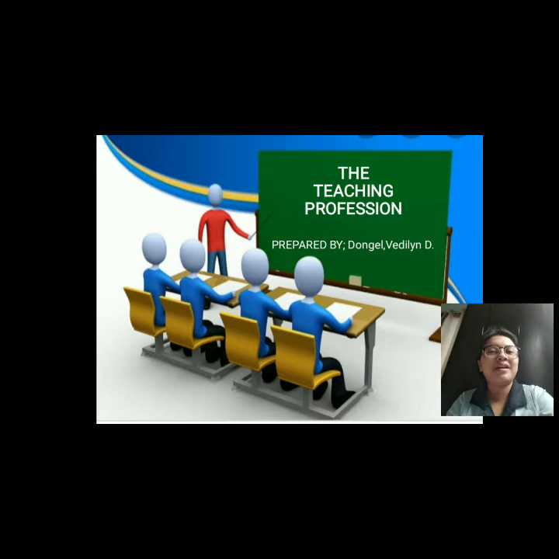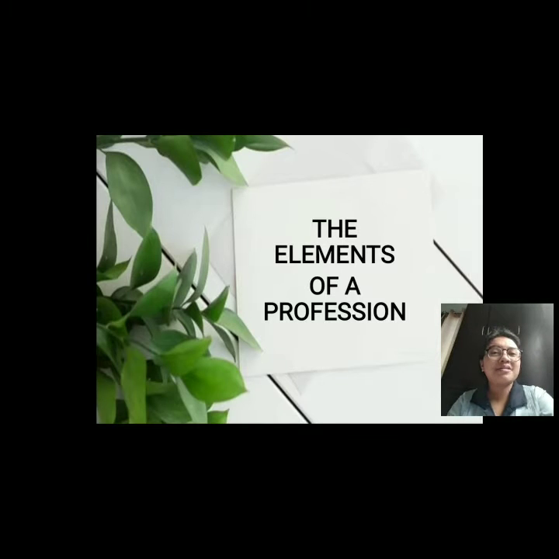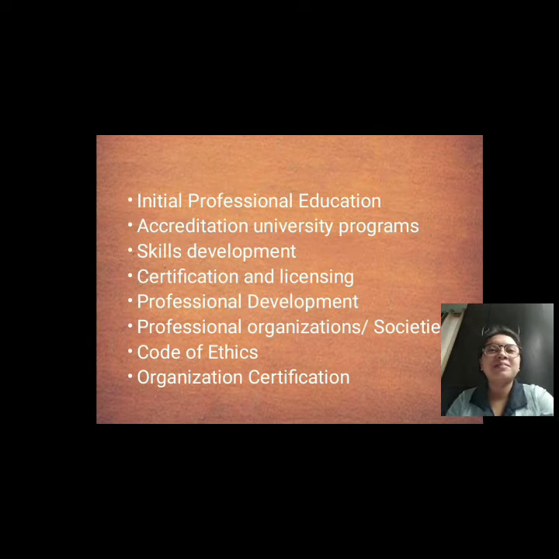And we have the elements of profession. There are 8. First, we have the initial professional education. From the root word initial, it is the first or the beginning of their professional lives by completing a university program in their chosen fields, like in law school, medical school, engineering school, education school, and so on.